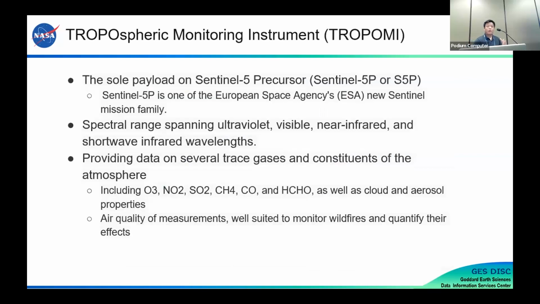So next, I will talk about the TROPOMI data. TROPOMI is the Tropospheric Monitoring Instrument, which is the sole payload on the Sentinel-5 Precursor satellite. TROPOMI's spectral range covers ultraviolet, visible, near-infrared, and shortwave infrared wavelengths. It provides data on several trace gases and constituents of our atmosphere, as well as cloud and aerosol properties. TROPOMI is particularly useful for air quality management and is well suited for the monitoring of wildfires and assessing their impacts.